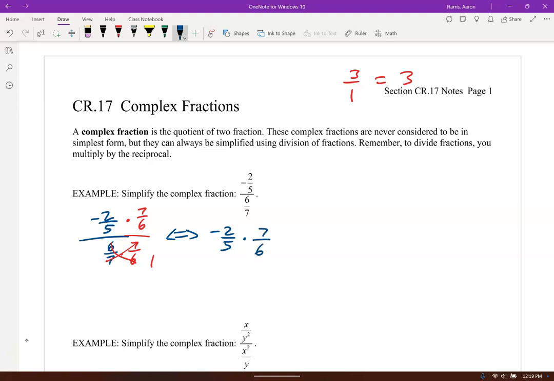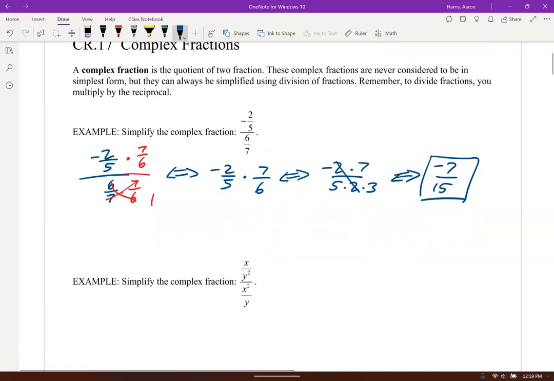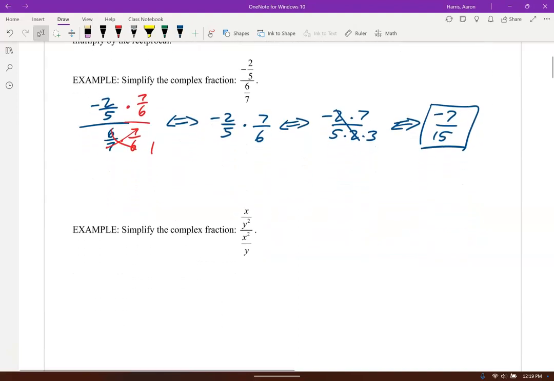Negative 2/5 times 7/6. And so we end up with negative 2 times 7 over 5 times 2 times 3. The 2's cancel. So we just have negative 7 over 5 times 3, 15. So negative 7 over 15. Let's do it with variables.